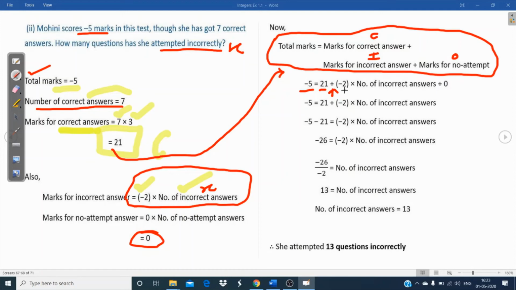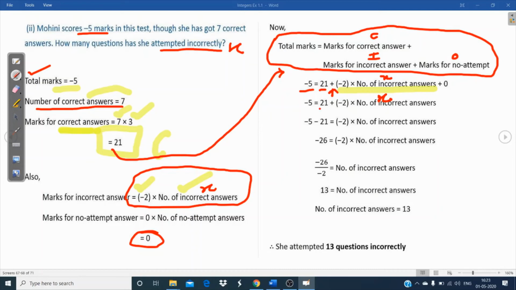So we have written here -2 into number of incorrect answer plus 0. If you want, instead of number of incorrect answer, you can put x also. So plus 0, this thing doesn't matter. So this will be as it is. Let it be x. So -5 plus 21 plus -2 into x.